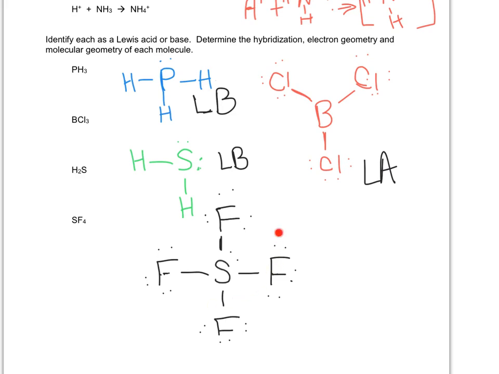And the last one here, we do have an electron pair that we can donate right there, and so that would be a Lewis base as well. For the areas of electrons, we have 1, 2, 3, 4, 5. So that would be an sp3d, which they would not ask you about on the AP exam. Anything above sp3 you wouldn't be asked about. For the electron geometry, with 5 areas, it would be trigonal bipyramidal. And for the molecular geometry, that would look like a seesaw.